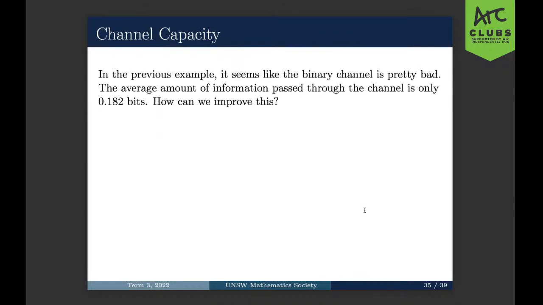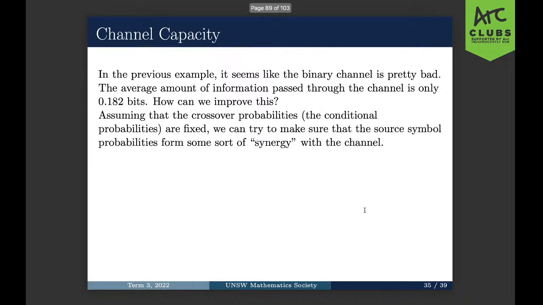We're trying to send 1 bit of information per symbol, and yet we're only getting 0.182 bits per symbol through the channel. It's pretty poor. So, can we improve this? Well, we actually can.